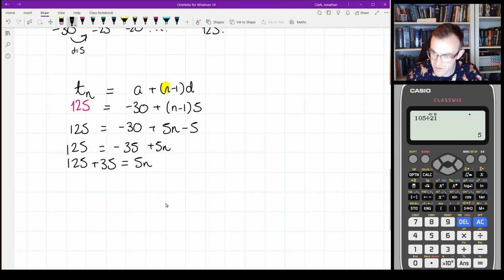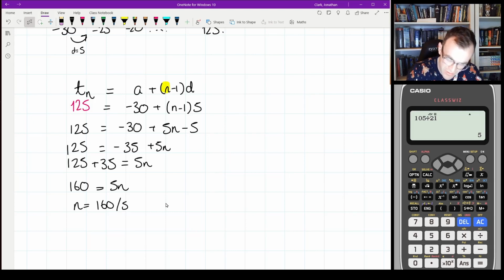So 125 and 35 is 160. And the n is going to work out as 160 over 5, which is 32. So it should be the 32nd term of the sequence. Let's just check by plugging it back into the original formula. So a is minus 30. We've got 32 minus 1 times the difference, and 125. Good. Yep, great. I'm happy with that.